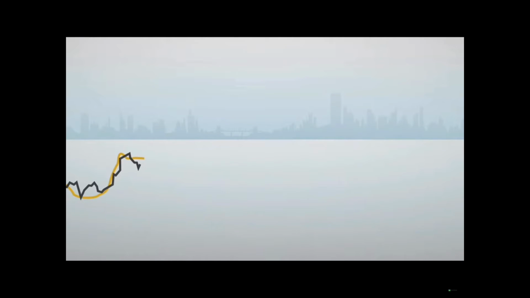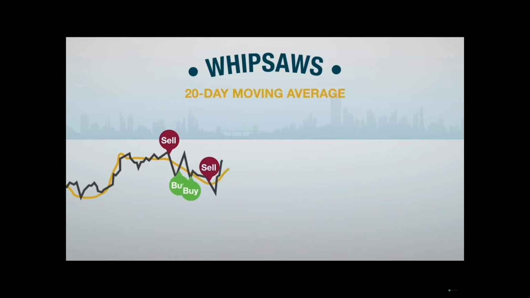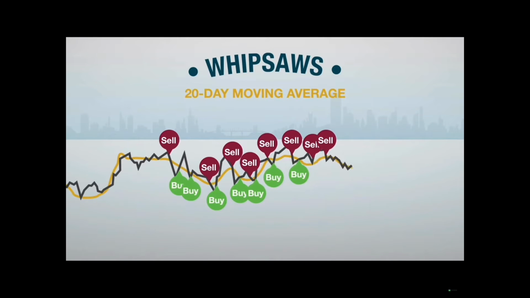One thing to be aware of is whipsaws. A whipsaw is when the stock crosses over the moving average, giving one signal, and then reverses quickly, giving the opposite signal. A short-term time frame like 20 days usually shows more whipsaws, which is why some investors may prefer to use intermediate and long-term timeframes.